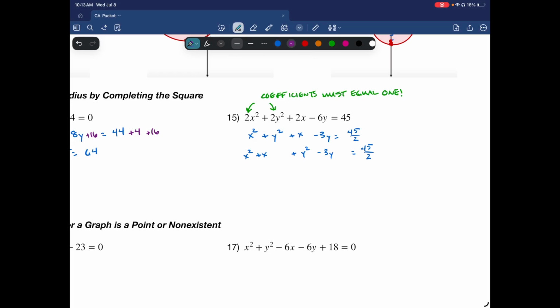All right, half of 1 is 1/2. When you square 1/2, you get 1/4. All right, half of 3 is 3/2. Square it, you get 9/4. All right, so this is going to give me x plus 1/2 squared plus y minus 3/2 squared equals, you can use your calculator to help you out with that, but that's going to be 25. And so my center is going to be negative 1/2, positive 3/2, and my radius is going to be 5.